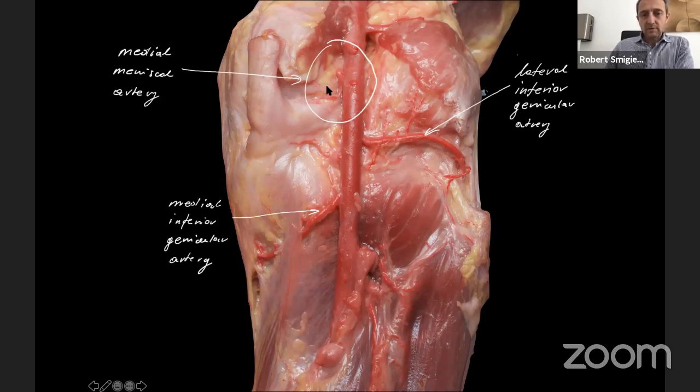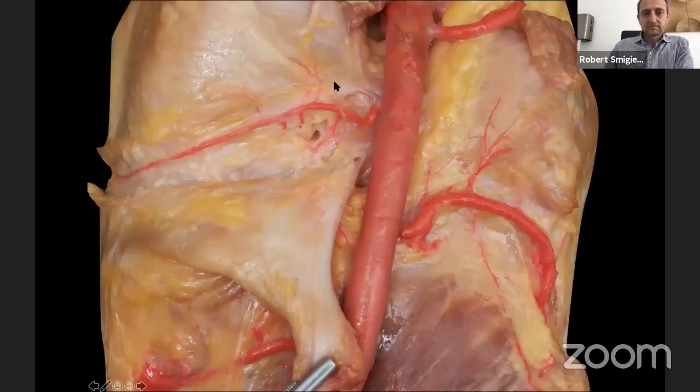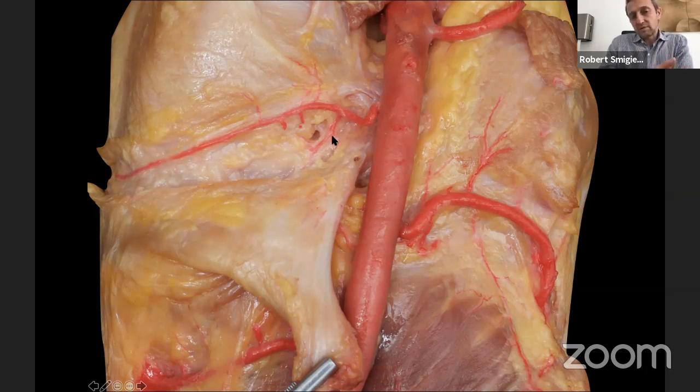When we go deeper, you can see here, this is the medial meniscus artery. This branch vascularizes the posterior root and zone 4. Just look at it and look how thin and how small the blood supply to the medial meniscus is, especially from the posterior border of the MCL to the posterior root of the medial meniscus.